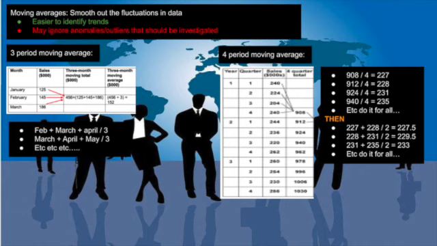How I like to remember it for the 3-period moving average is the one before. So when I'm looking at 3 months, I remember it as 1 before, 1 during, 1 after. So for example, 1 before is January, 1 during is February, 1 after is March. Then move on to February, March, April: 1 before is February, 1 during is March, and 1 after is April, etc. And then the same for the 4-period moving average, but 1 before, 1 during, and 2 after.